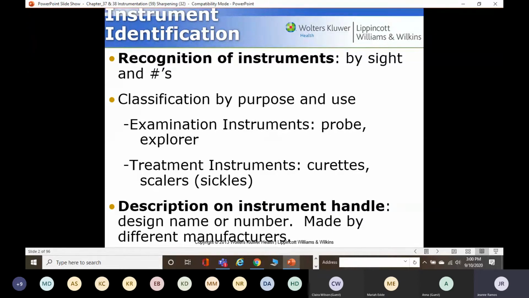Classification of instruments is by purpose and use. The probe and the explorer, of course, are examination instruments. Treatment instruments are your curettes and your sickle scalers.